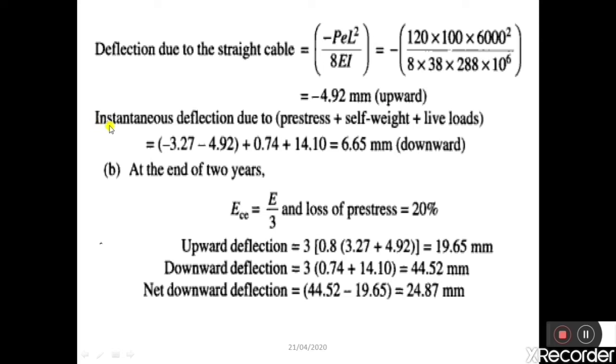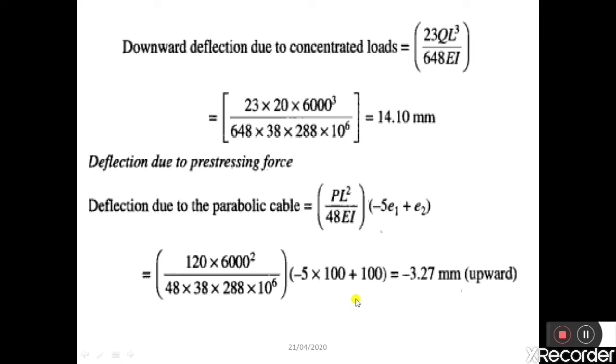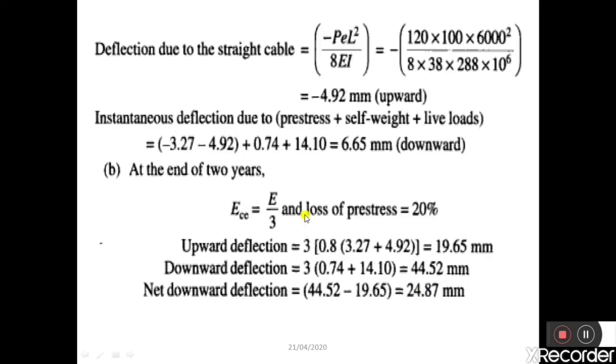So what is the instantaneous deflection due to pre-stress of cable, due to self-weight of a member and live load acting on a member? That is minus 3.27. This minus 3.27 is the deflection due to parabolic cable, minus 4.92, this is the deflection due to straight cable, plus 0.74 plus 14.10, which is equal to 6.65 mm. So the plus sign is indicating that the deflection is in downward direction. So this is the first condition.